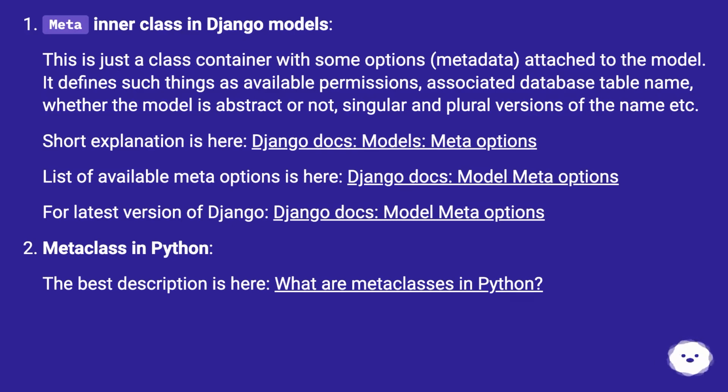Short explanation is here: Django models meta options. List of available meta options is here: Django model meta options, for the latest version of Django. Meta class in Python. The best description is here: what are meta classes in Python.